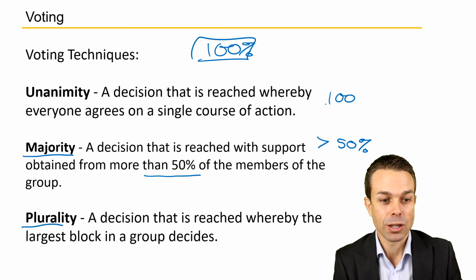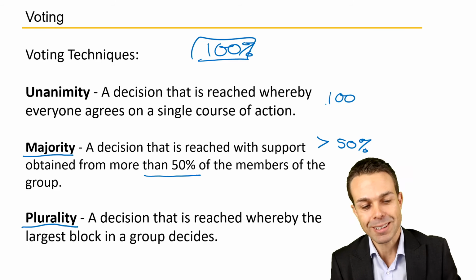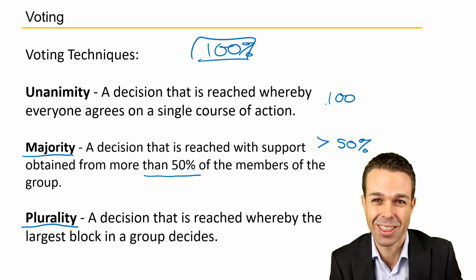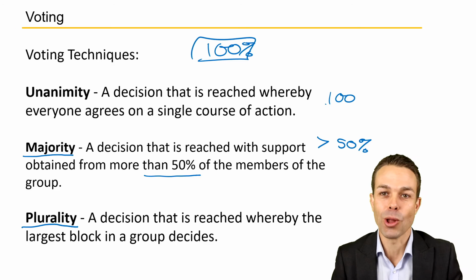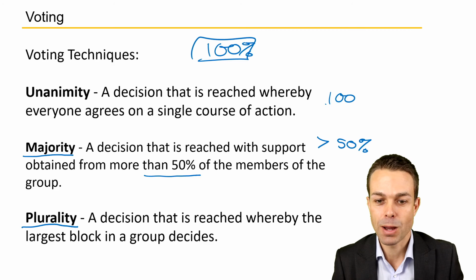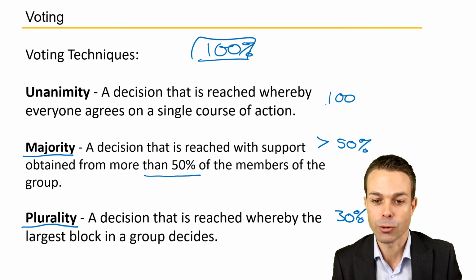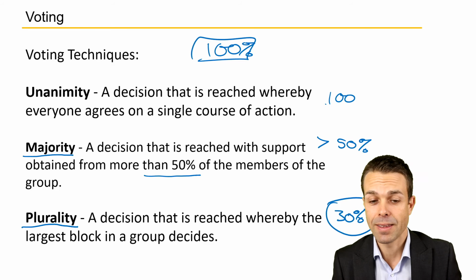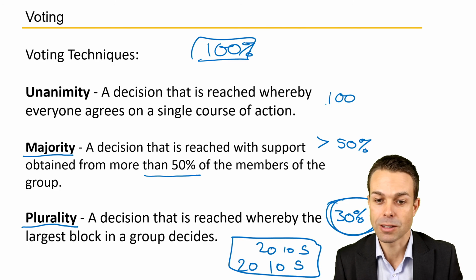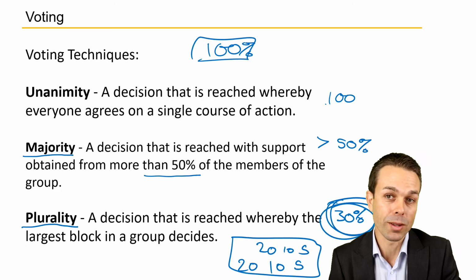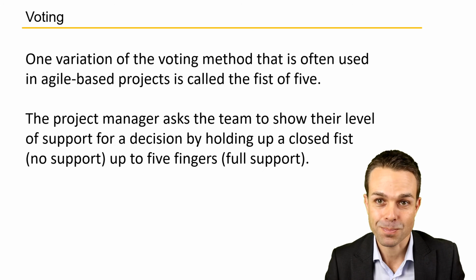And so the last one is plurality, which is actually quite hard to say three times fast. Plurality is a decision that's reached where the largest block in your group decides. So maybe you have 30% of the people agreeing on that particular decision, and all of the others are 20%, 10%, 5%, another 20%, and whatever else makes up the 100%, but none of those is a large enough block to get to that 30%, which is the largest block, and that's the one that you're able to move forward with.